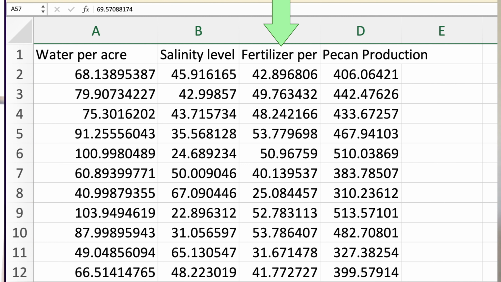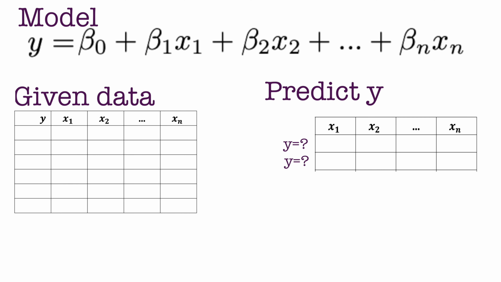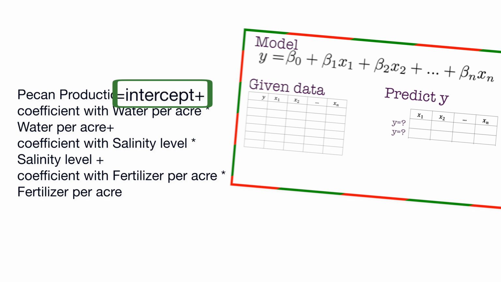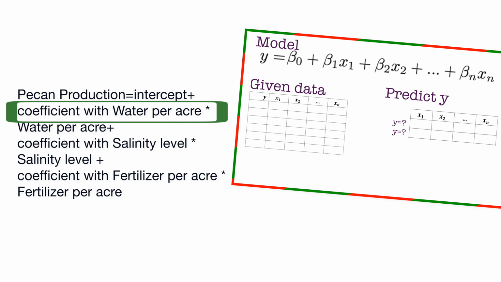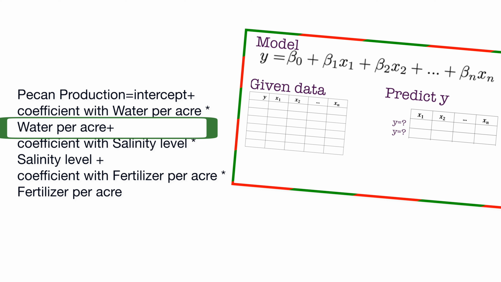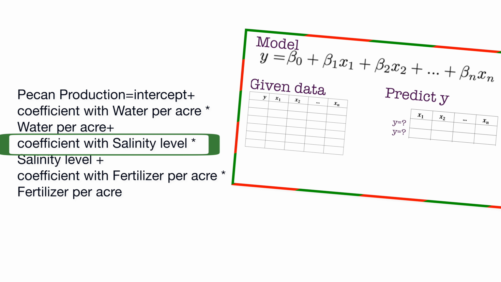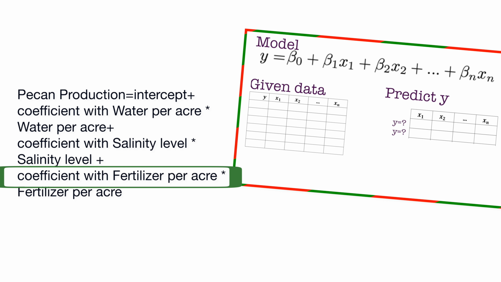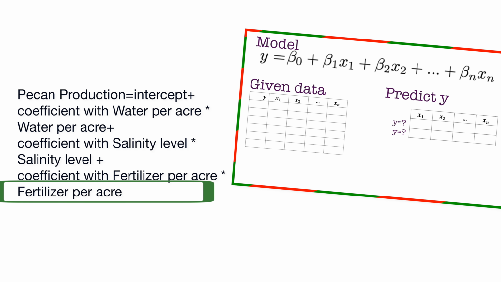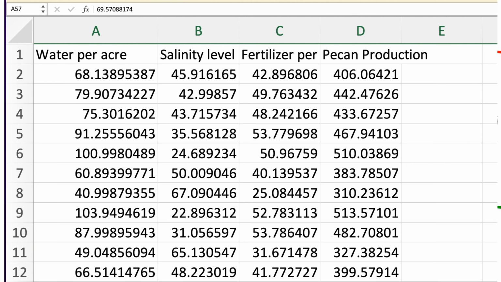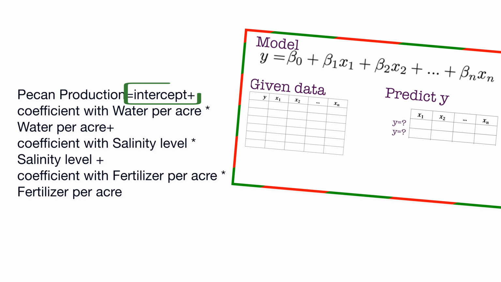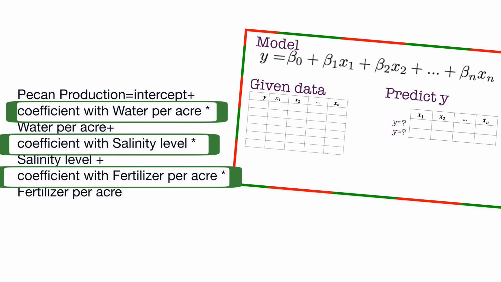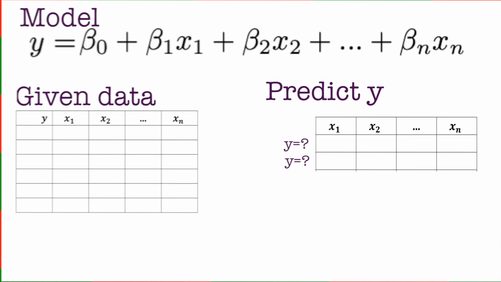and fertilizer per acre. From the previous part of the linear regression, we know the formula to predict will be intercept plus coefficient with the water per acre times water per acre plus coefficient with the salinity level times salinity level plus coefficient with fertilizer per acre times fertilizer per acre. Creation of the model in the context of this data is figuring out the intercept and the 3 coefficients for the 3 independent variables. Let us start with our Python code.